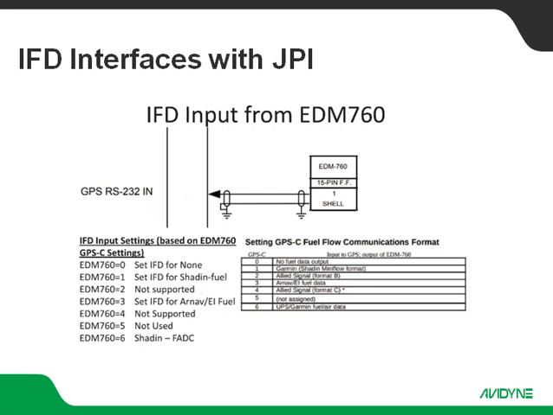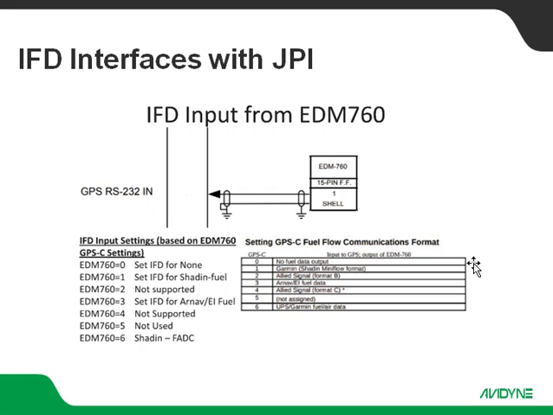So, jumping right in. The RS-232 coming from the EDM760 is going to be providing our fuel flow data, but it's configurable on the JPI. So what you set the IFD input port to is going to be determined by which protocol you're spitting out on the JPI end. These configurations have to match up, if you will. And those are referred to as a GPS-C setting on the EDM series units. So let's jump on in.